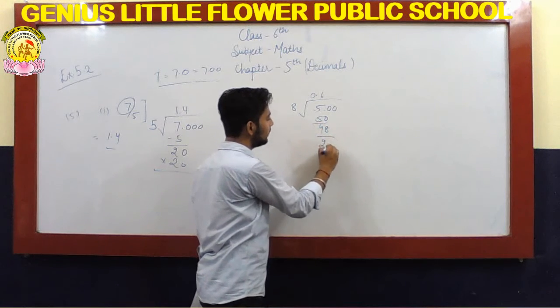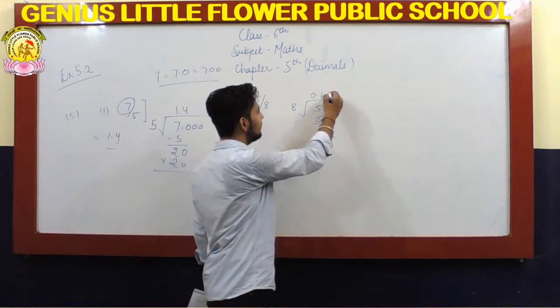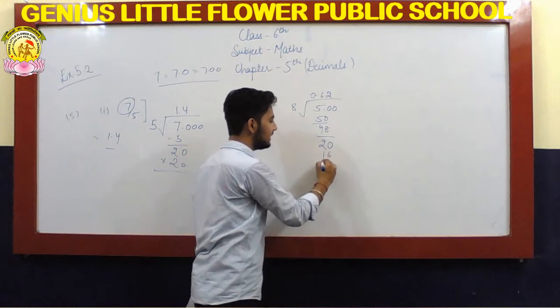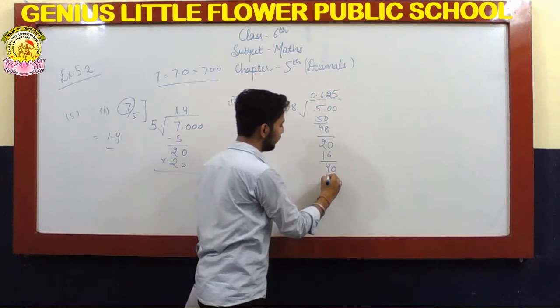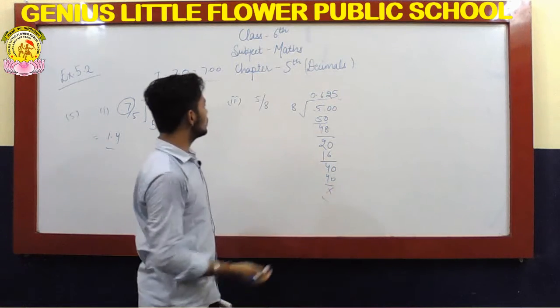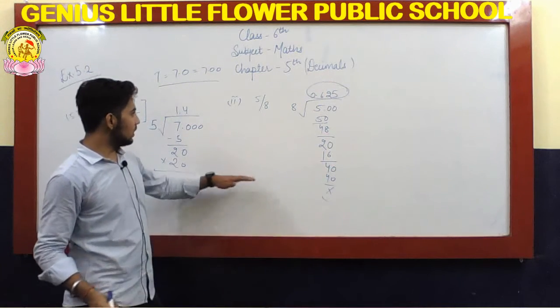You will get 2 as the remainder, and you have to borrow 0. So we will divide that by 8. You have 16, then again 0, and 8 fives are 40. So this is also completely divisible, and you will get this as your answer. So this worksheet is complete.